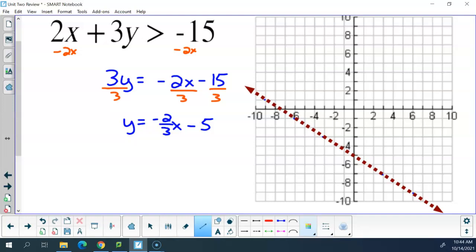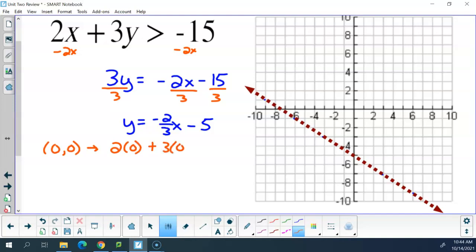Test point, 0, 0. Sorry about that, that was a loud squeak on the old shoe. 2 times 0, 3 times 0, 0 plus 0. Is 0 greater than negative 15? Yes, it is. So am I shading lower left or upper right? Upper right.